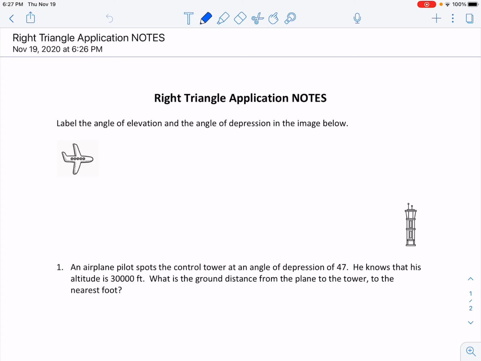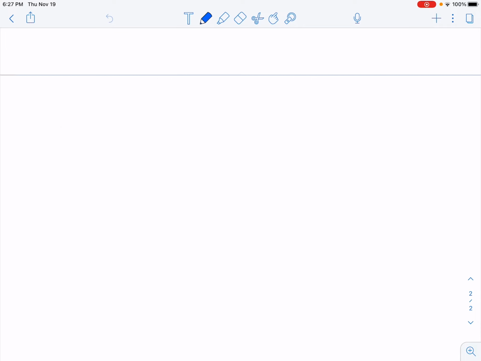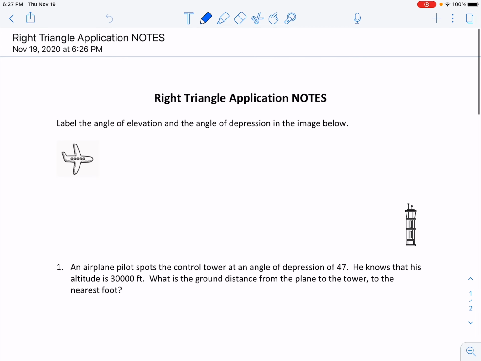Okay, today we're going to do some application problems using right triangle trig. And the thing to remember, because eventually we're going to do law of sines and law of cosines, and those aren't right triangles. And once you learn those, you forget that you can use right triangle trig because it makes it easier. Okay, the first thing this asks us to do is find the angle of elevation and the angle of depression. Remember that those angles are always away from the horizontal.